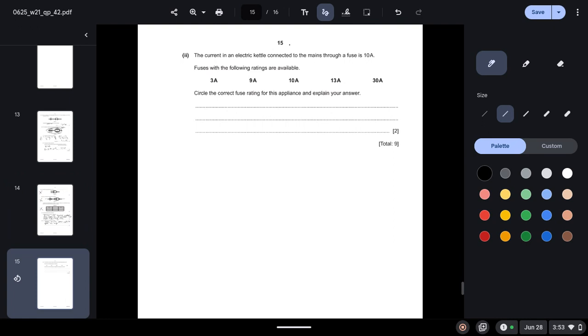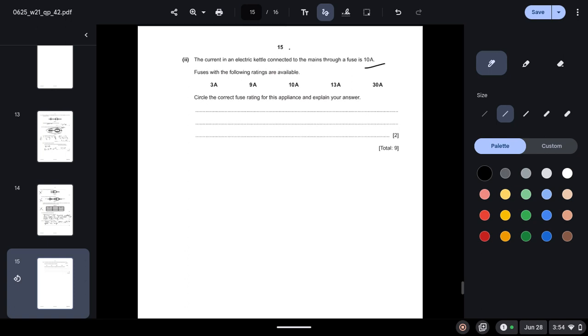Part 2, the current in an electric kettle connected to the mains through a fuse is 10 amperes. Fuses with the following ratings are available. Circle the correct fuse rating for this appliance and explain your answer. So the function of a fuse is to melt when the current gets too high. If an electric kettle works at 10 amperes, the fuse should be more than 10 amperes. So when the current gets more than 10 amperes, the fuse should melt. Which value would be suitable? It would be 13 amperes.